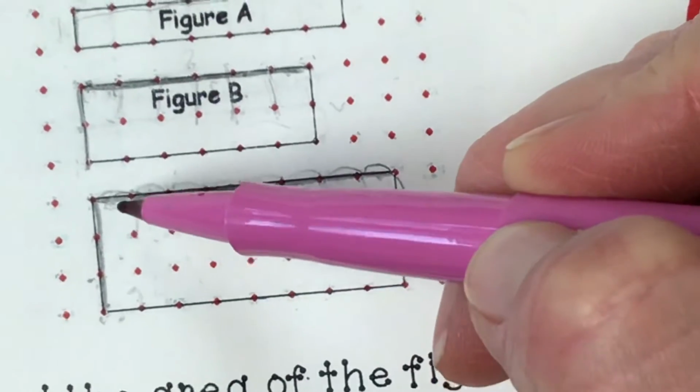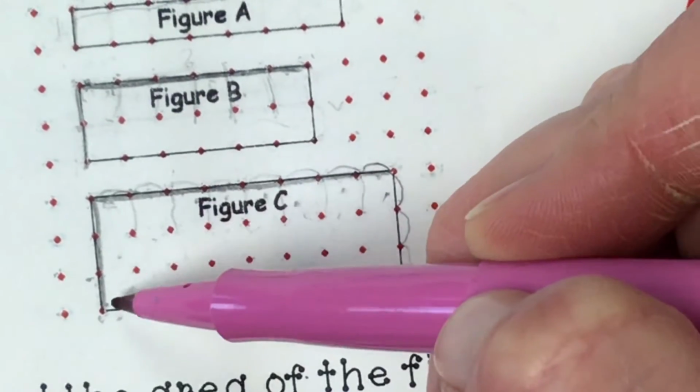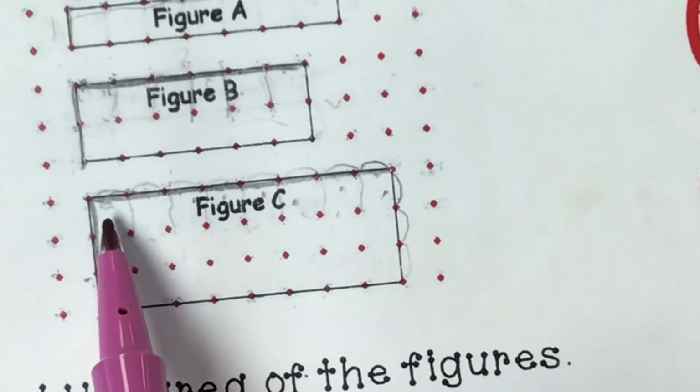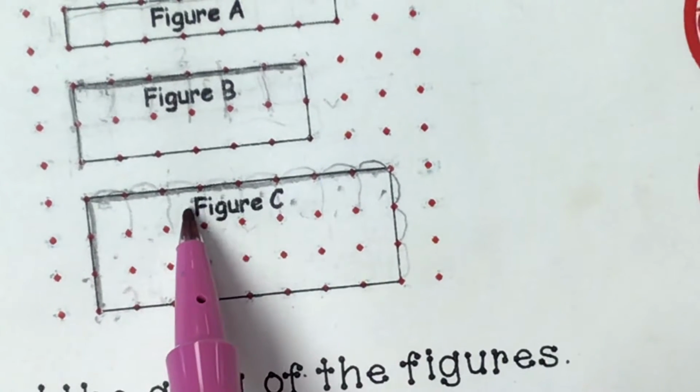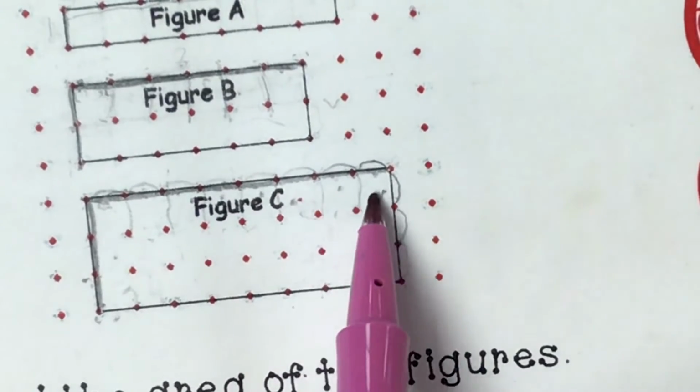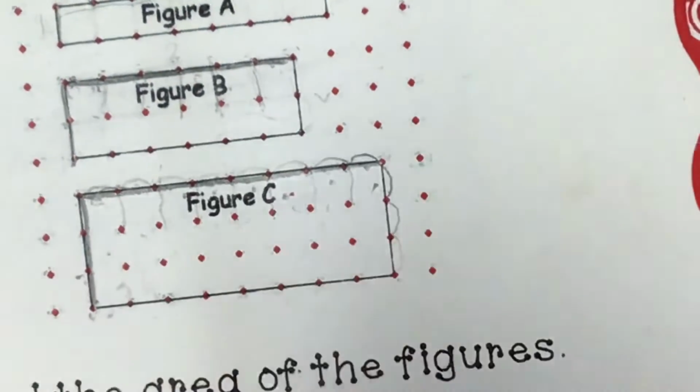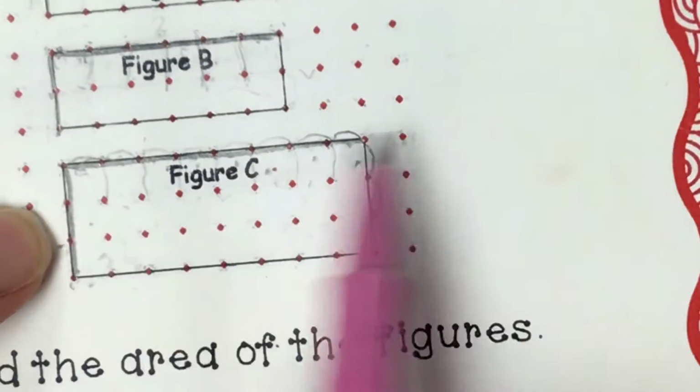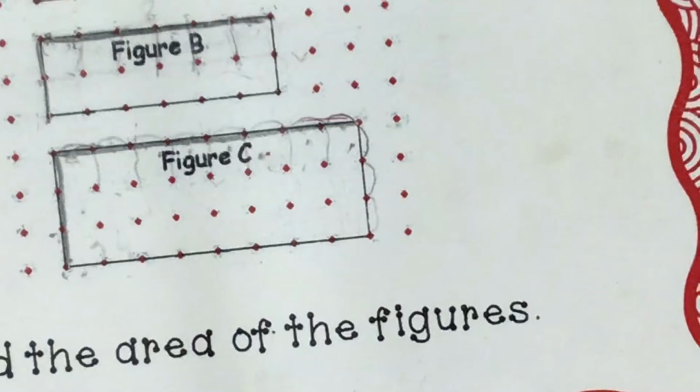How many do we have over here? 1, 2, 3. How many do we have across here? 1, 2, 3, 4, 5, 6, 7, 8. So what is the area of figure C? If this is 3 and this is 8, what is the area? Dane? 24 what?